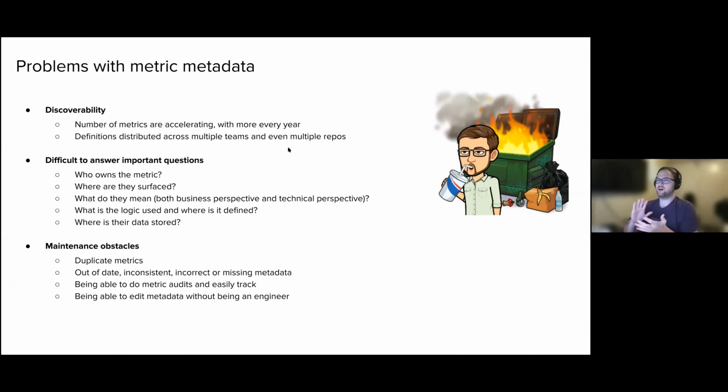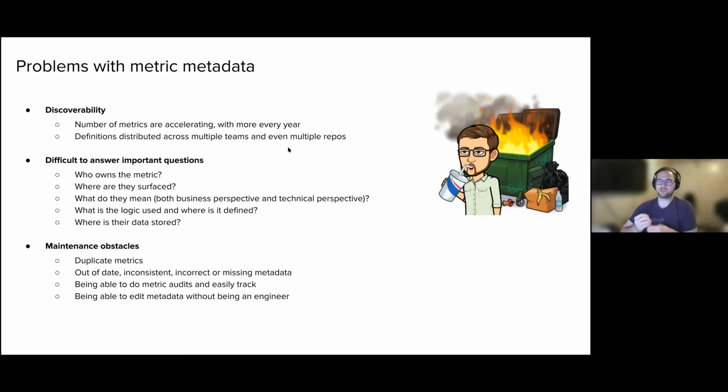That's just tracking portions. We also had difficulty in terms of maintenance as well. So some of these obstacles were, we have tons of duplicates because, again, the problem with discoverability, some people don't even know things existed, or they don't know what's actually implemented or where to find things. So there's a lot of duplication, as well as just having things out of date, being inconsistent, incorrect, or missing important data attached to these types of metrics.